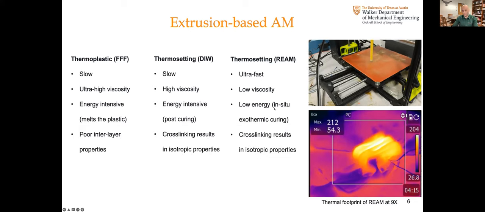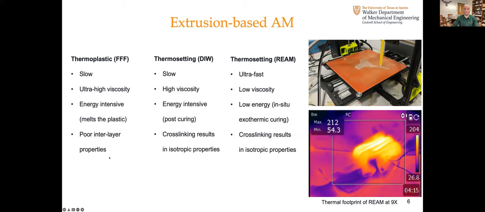And finally, and probably most importantly, with FFF, the thermoplastics are usually prone to weak interlaminar strength, or interlayer strength. And there are many techniques to alleviate that, but you always end up with something that's not tough and brittle. With thermosets, the nice thing is that between the layers and between the rasters, chemical reactions form these bonds, so you get really good properties in different directions.